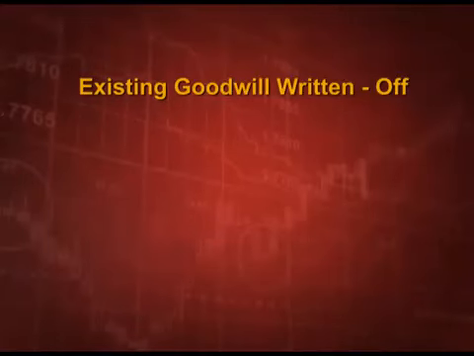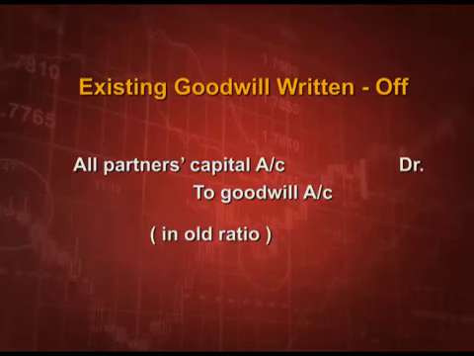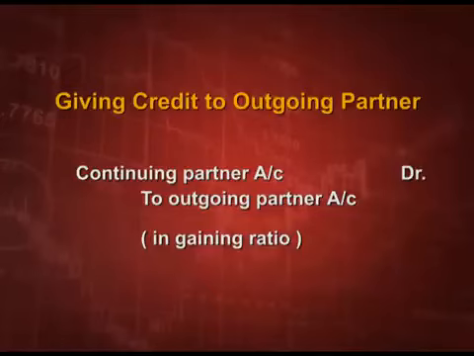Now, we come to the entries part. If the existing goodwill is written off, the entry will be all partners' capital accounts debit to goodwill account in old ratio, because this goodwill was shared by all the old partners. So, they will write off the existing goodwill in the old ratio. Now, giving credit to the outgoing partner for the share of goodwill, we will debit continuing partners' accounts and credit the retiring or deceased partner's account in the gaining ratio.